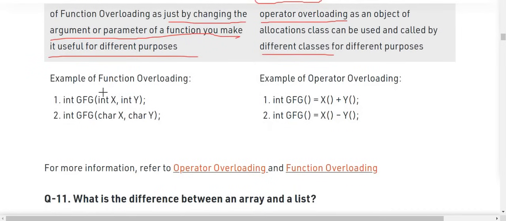So first let's take a look at an example of function overloading. So we have our function of integer type, which is gfg. At first we are giving it 2 parameters, both of integer type, and second we are giving it a parameter of character type. So it's a good example of function overloading. Then we have the example of operator overloading also here. Now I will go first with function overloading, because function overloading is the most commonly used concept of C++.